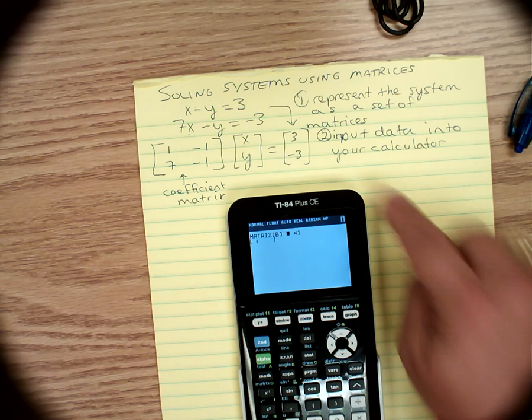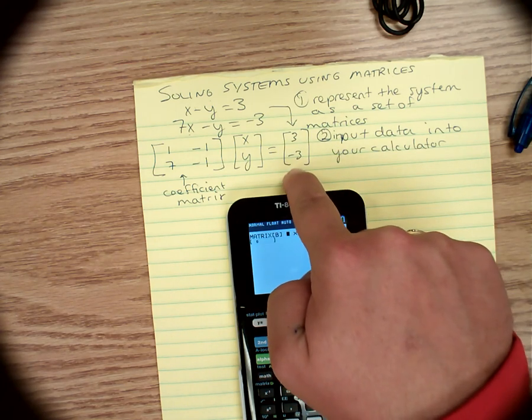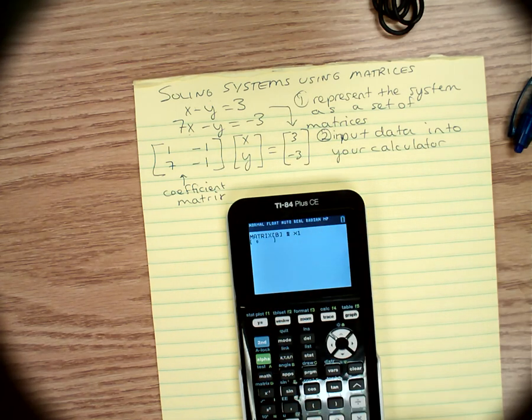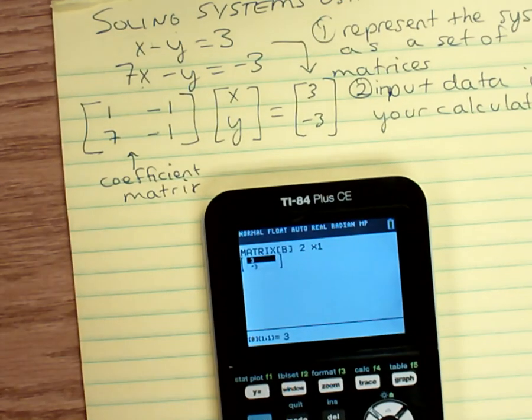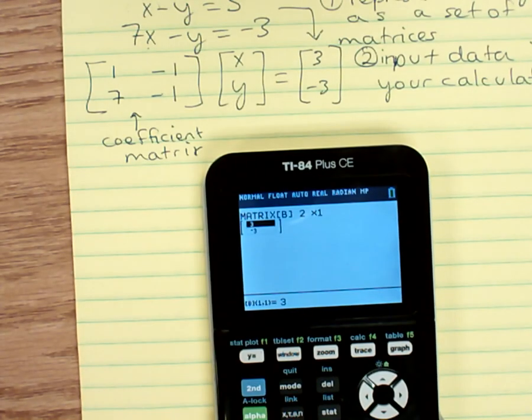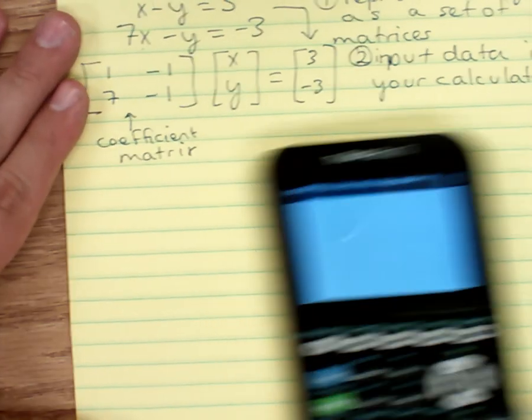And what are the dimensions of our matrix B? Yes, a 2 by 1. And I put those in as 3 and negative 3. Sorry, I realize that's a little far away, isn't it? 3 and negative 3. And I quit out of it.